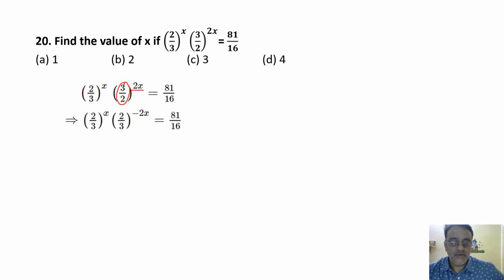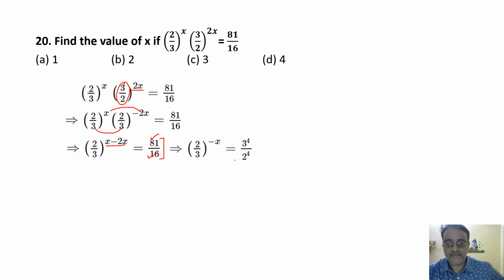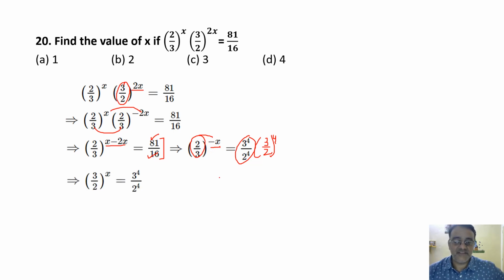Right. Now ये दोनों बेस सेम है. Now powers we will add because multiply हो रहा, product rule. So x minus 2x is minus x, and this we can write 3 to the power 4 upon 2 to the power 4, and this we can write (3/2) whole to the power 4. Okay, and here also we can again take the reciprocal because it is minus, so that will become (3/2) to the power x, and the right side is (3/2) whole to the power 4. If we compare the powers, we'll get x is equal to 4, and the correct option is option D.